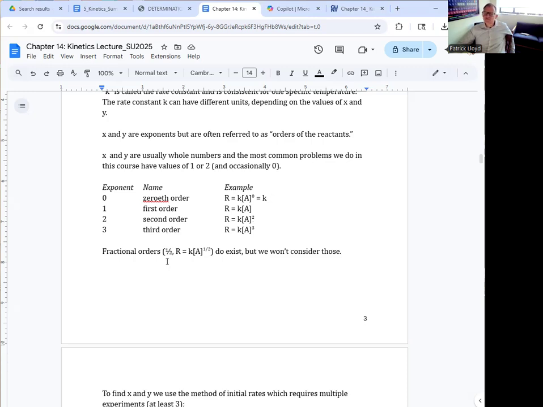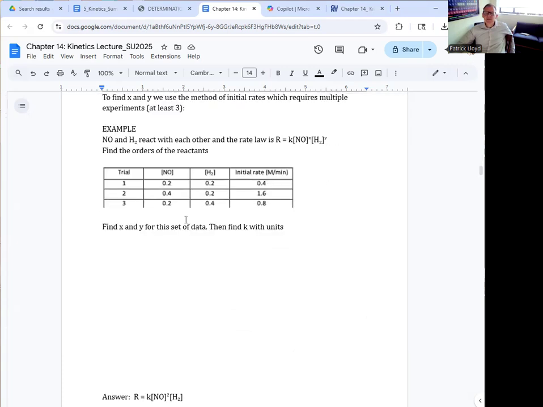It is possible to have fractional orders, so you could have to the 1/2 power or 3/2, but generally we don't worry about those in this course. We're just going to look at, for the most part, first, second, and third. We don't really even talk about zeroth, but that does exist as well.